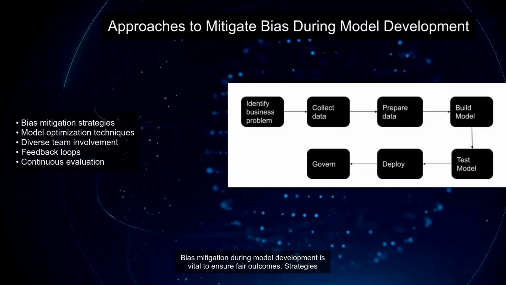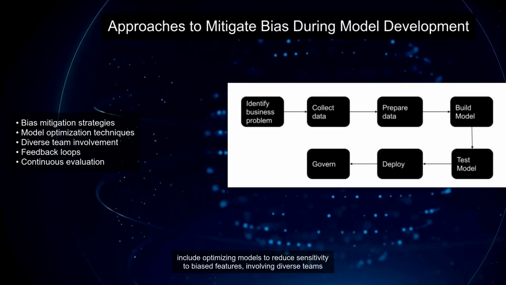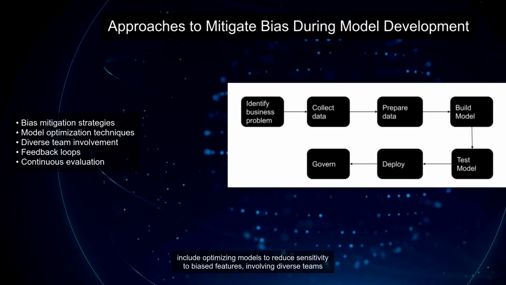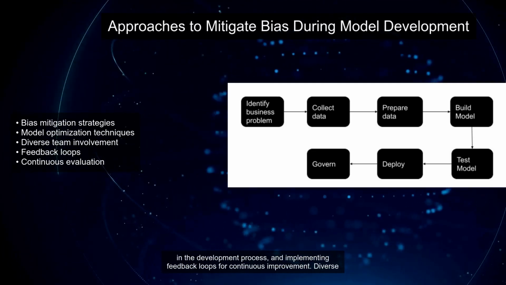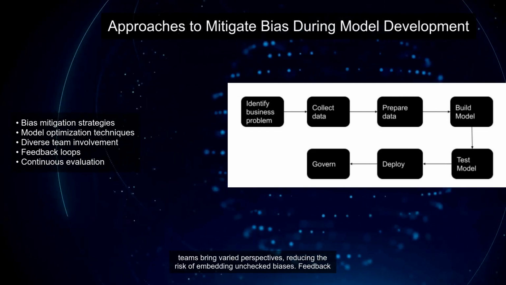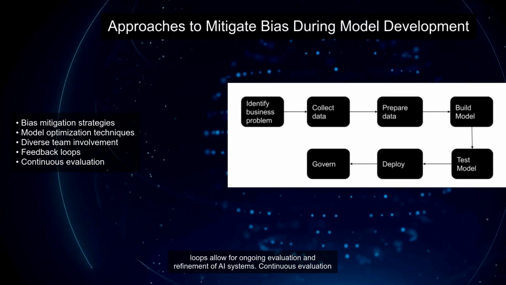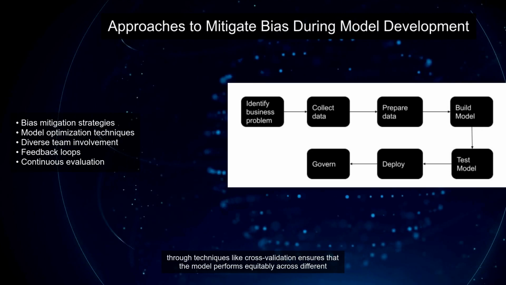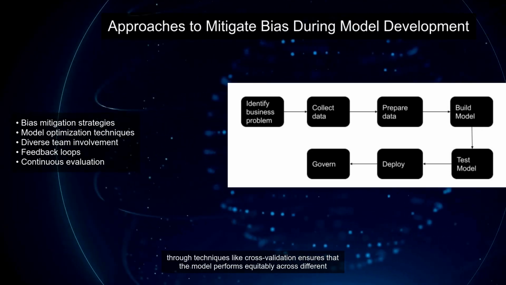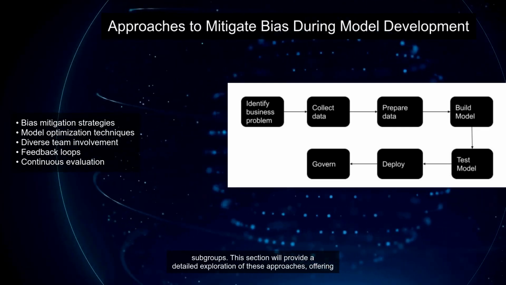Bias mitigation during model development is vital to ensure fair outcomes. Strategies include optimizing models to reduce sensitivity to biased features, involving diverse teams in the development process, and implementing feedback loops for continuous improvement. Diverse teams bring varied perspectives, reducing the risk of embedding unchecked biases. Feedback loops allow for ongoing evaluation and refinement of AI systems. Continuous evaluation through techniques like cross-validation ensures that the model performs equitably across different subgroups.